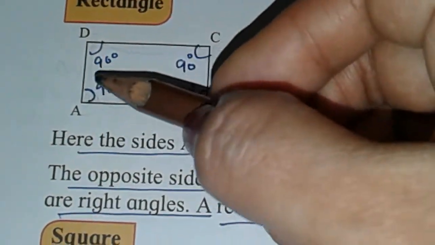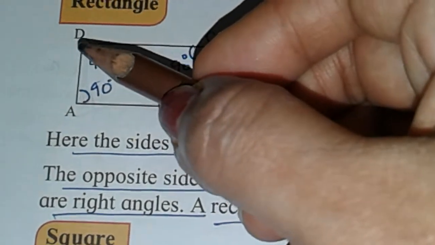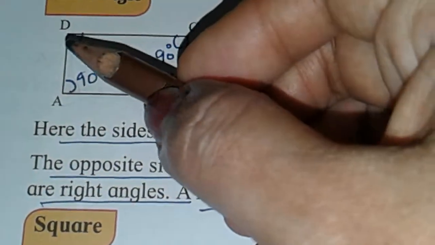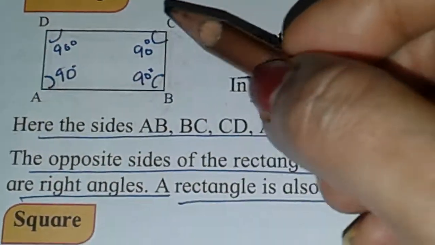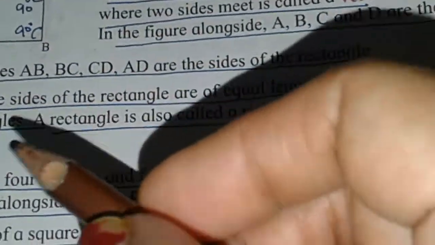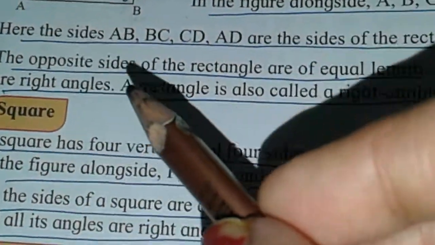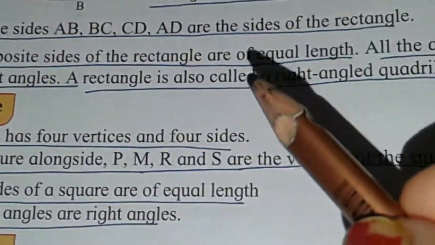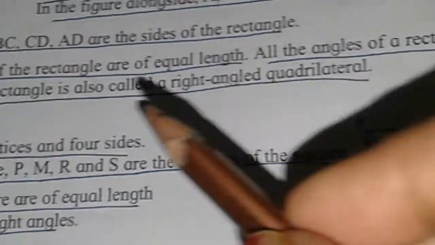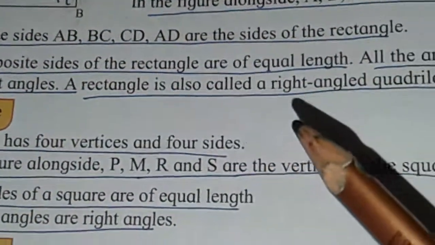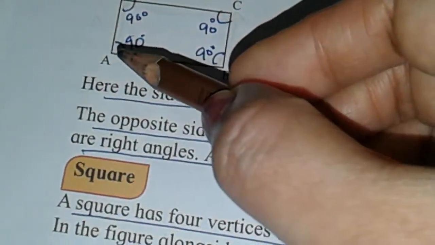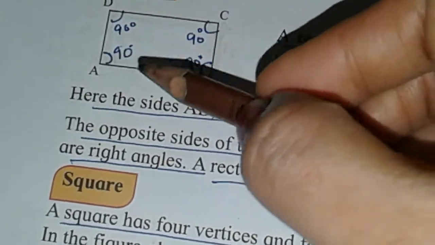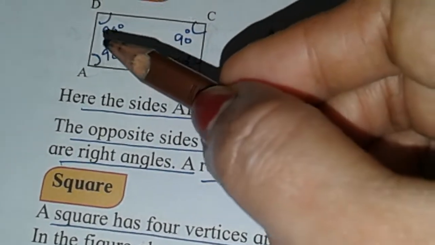Like CD and AB, this is your corner, the vertex. And like DA and AB, this is a vertex. So there are 4 sides, 4 edges, 4 corners, and 4 vertices. And in this figure, the sides AB, BC, CD are sides of the rectangle that I told you. Opposite sides of the rectangle are equal in length, and all the angles of the rectangle are right angles. See, opposite sides are equal. This is equal to this, and this is equal to this. Okay, so these are the rectangle's properties.